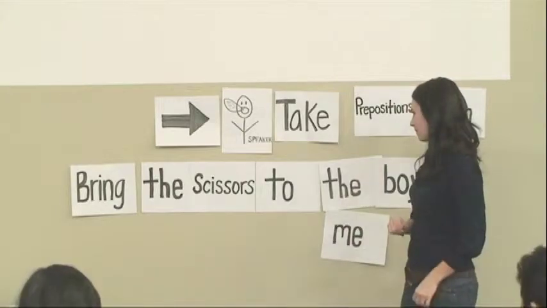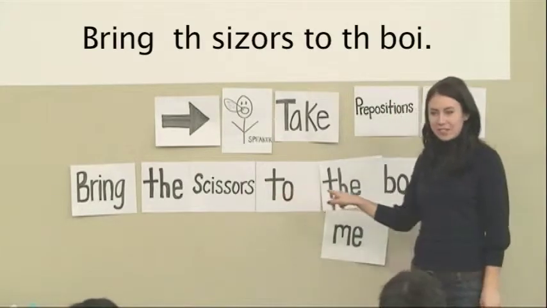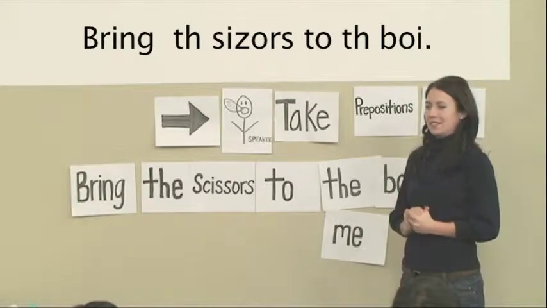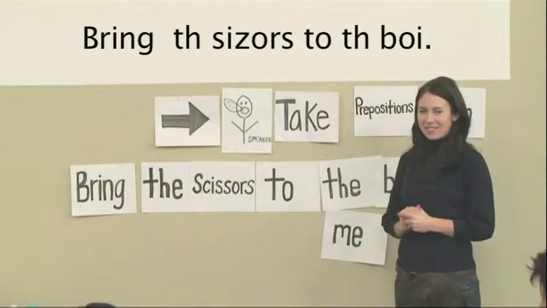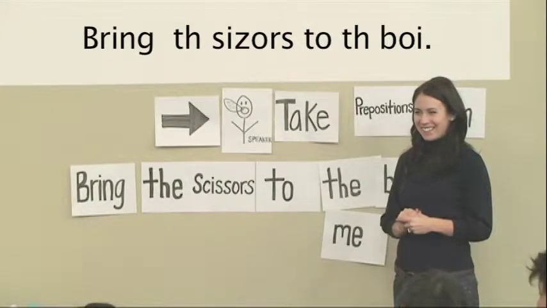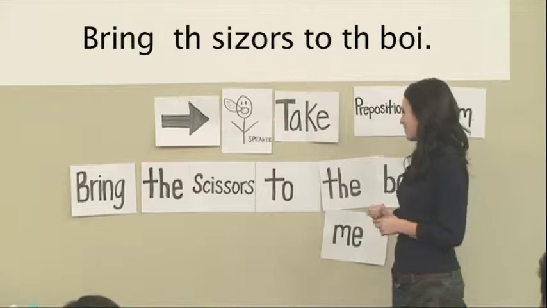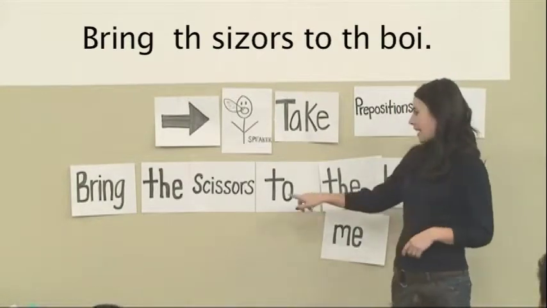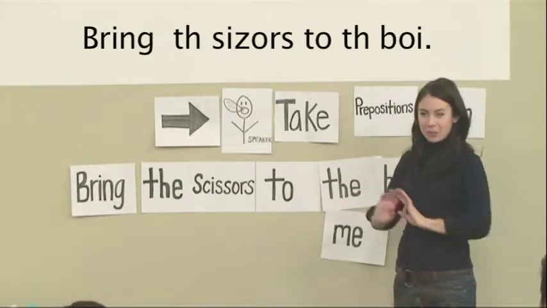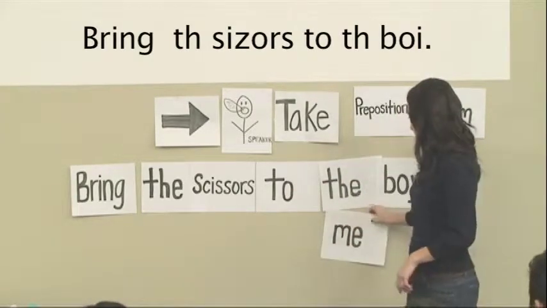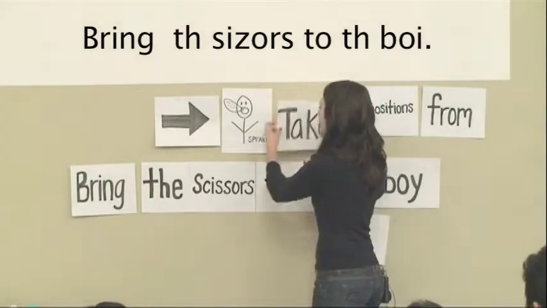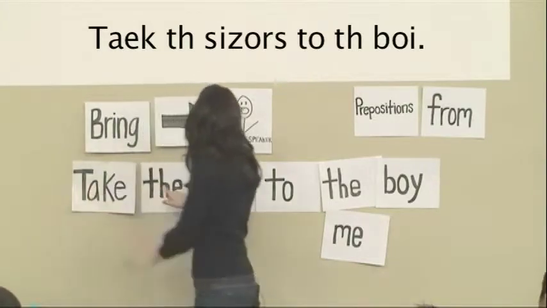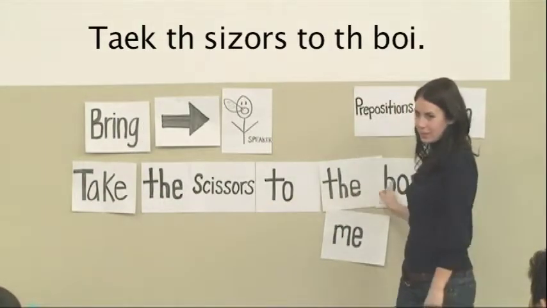Okay. All right, what about this one? Bring the scissors to the boy. Yeah? Who says yes? Yes. Does anyone say no? Two undecided over here. This one isn't correct. We wouldn't say bring the scissors to the boy, because if the action is going away from me, it's to the boy, it's to someone over here. We want to use the word take. It's going away. So we want to say take the scissors to the boy.